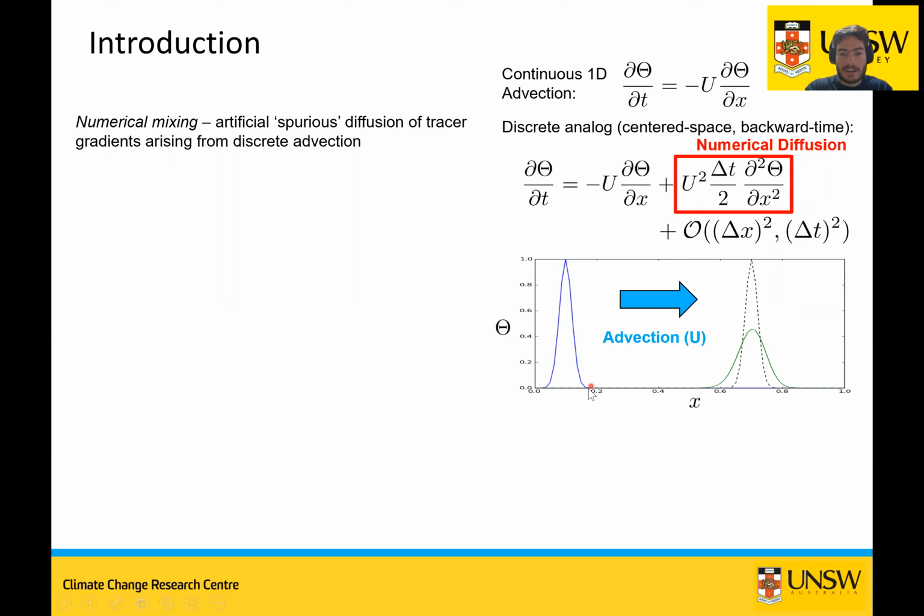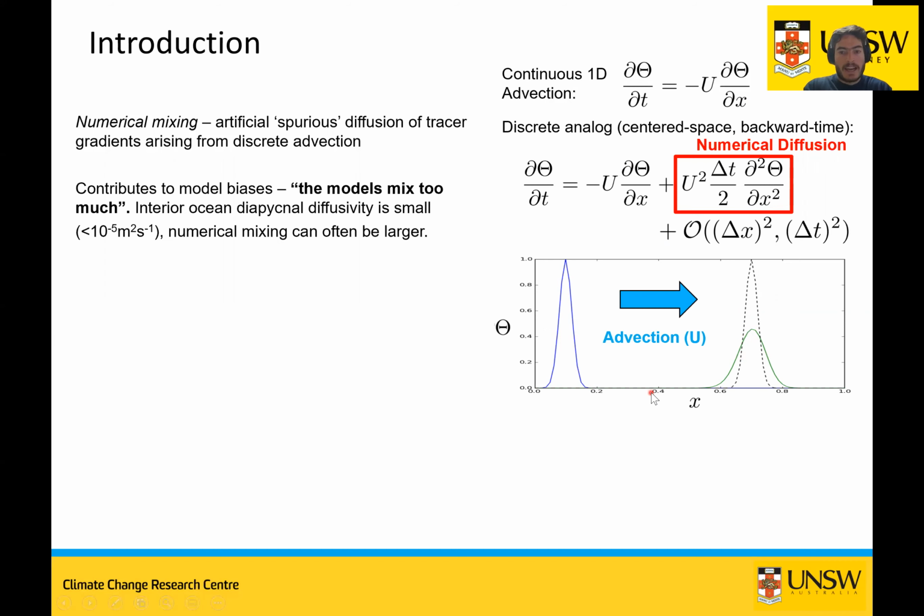It basically says that we're setting out to solve an advection equation, but instead of just getting advection, which would just shift this shape to the right, we also get diffusion, which mixes it with its surroundings. Now, obviously, real models are much more sophisticated than this. They use more sophisticated advection schemes, but numerical mixing is still known to contribute to model bias. It's still an issue. A well-known saying is that, particularly for coarse resolution models, the models mix too much. This is particularly a problem in the ocean because we know that in the interior of the ocean, there's very weak mixing. The dianeutral diffusivity is small, and the numerical mixing in these models can often be much larger, causing problems.